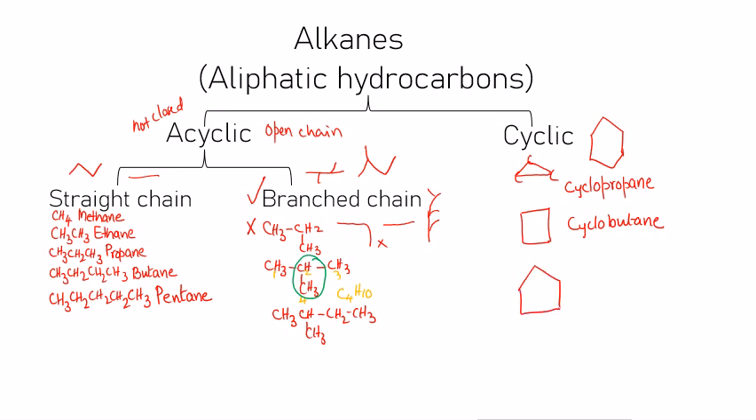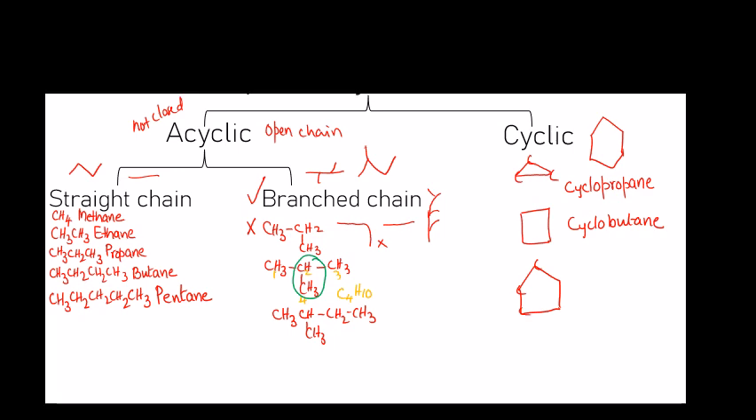And here we will draw a cyclic form of that. We have 1, 2, 3, 4, 5 carbon atoms. So we will just add cyclo and we will write what? The name of the alkane, which is pentane.